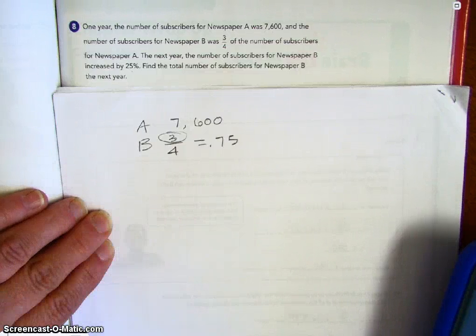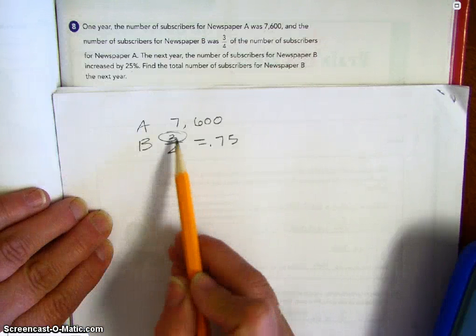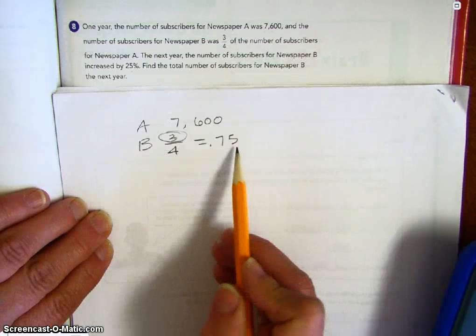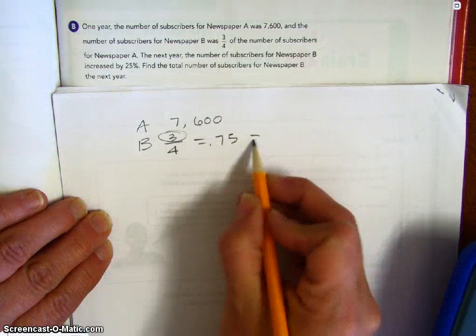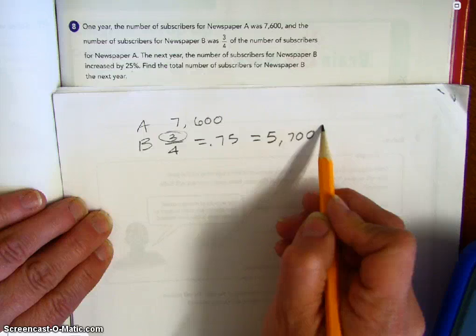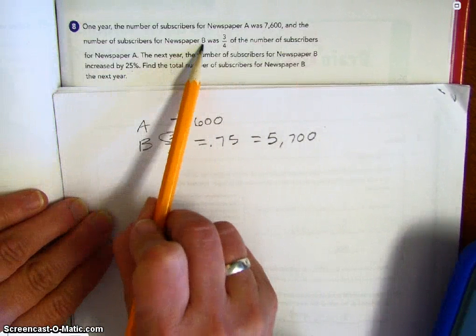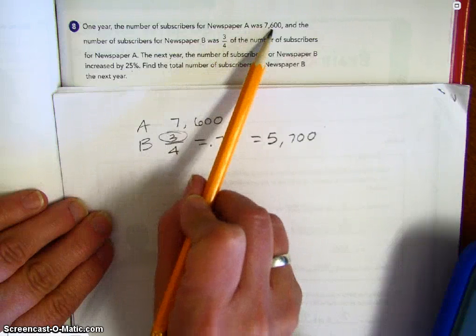So if it's 3/4 the number of subscribers, I go 7,600 times 0.75, because that's what 3 divided by 4 equals, and that's going to equal 5,700. So that would be the number of subscribers for newspaper B, because that's 3/4 of what newspaper A was.